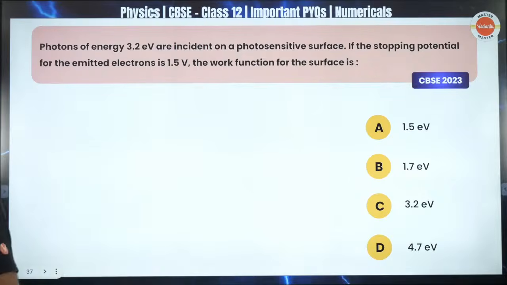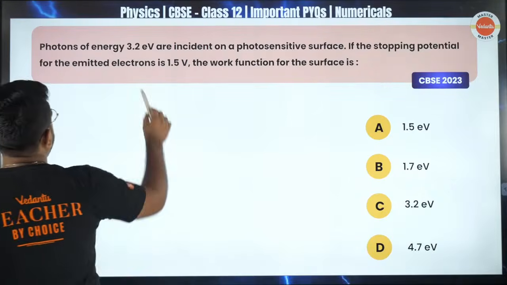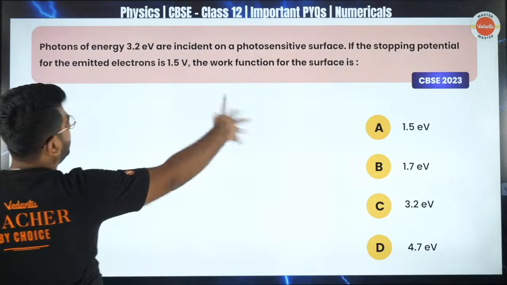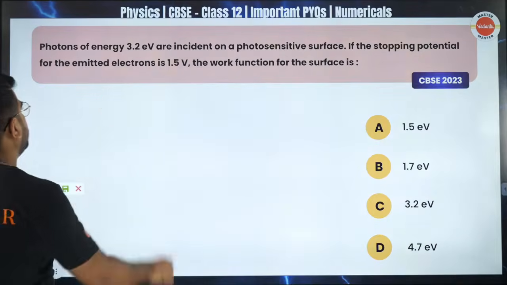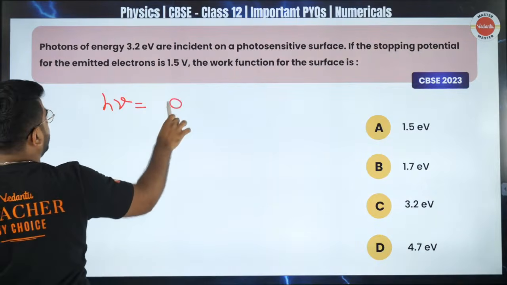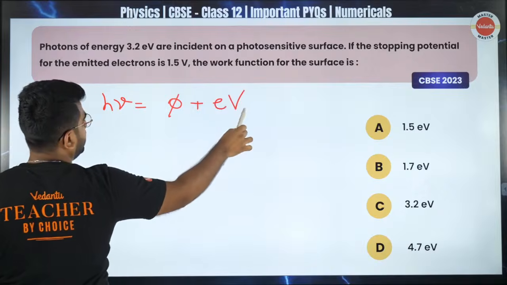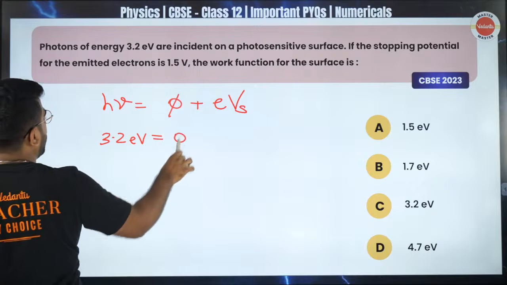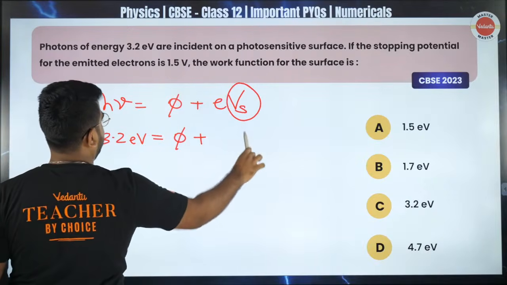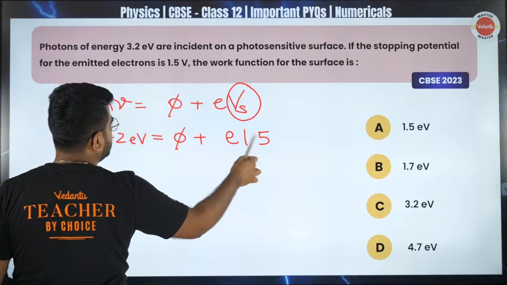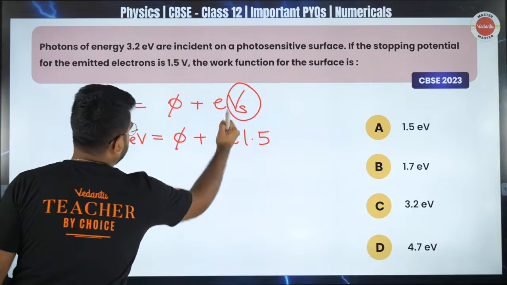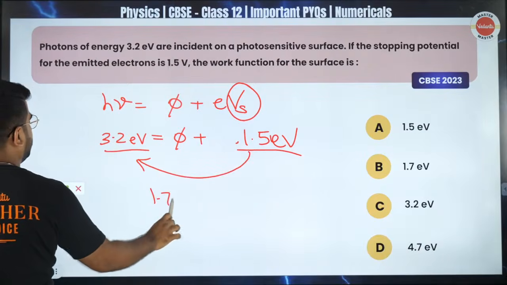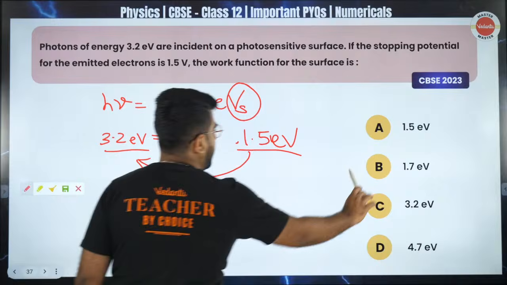Okay, great. So the answer is 1.7, that is 3.2 minus 1.5. Because h nu is equal to work function plus eV stopping. So h nu is 3.2 electron volt. That is equal to work function plus stopping potential, which is 1.5 into e, so that is nothing but 1.5 eV. So if you subtract, what will you get? 1.7 eV. That is your work function. So that's why the answer is option B.